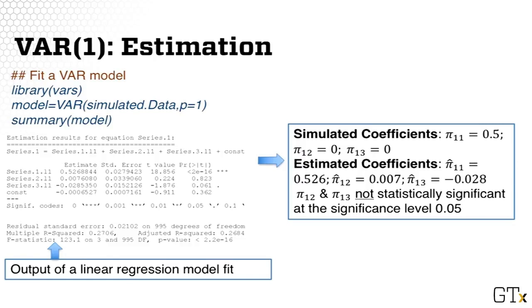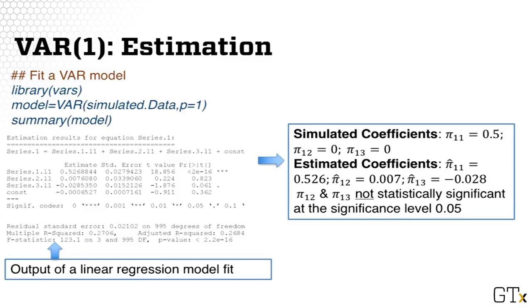From the previous slide, the coefficients from the simulated model, hence the true parameters, are 0.5, 0, and 0, as provided by the first column in the matrix phi. In contrast, the estimated coefficients in the first column of the output are 0.526, 0.007, and minus 0.0028. The estimated coefficients are close to the true ones, but the question is, are they close enough?